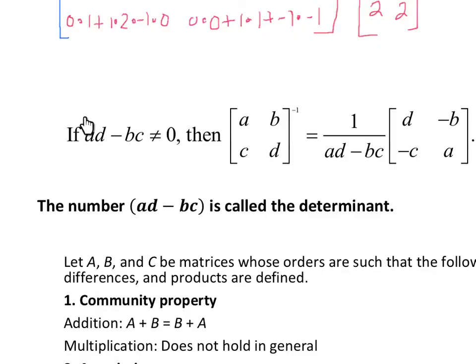Okay, so it says, if AD minus BC, so A times D minus B times C, does not equal 0, then the inverse of that matrix is equal to 1 divided by AD minus BC, times the matrix D, negative B, negative C, A. So the A and the D switch, and the B and the C become negative, and the number AD minus BC is called the determinant. So let's see how we can apply that to get the inverse of matrices.